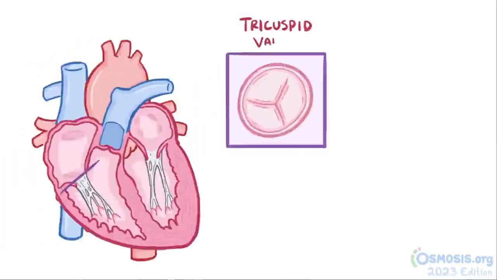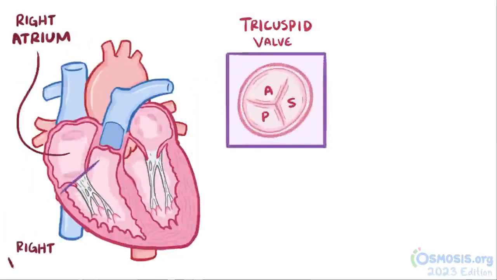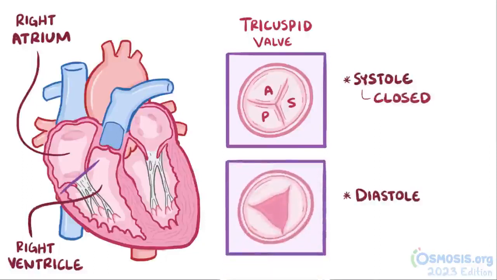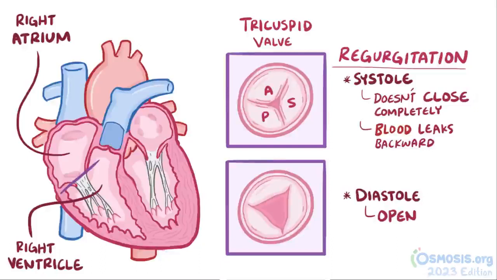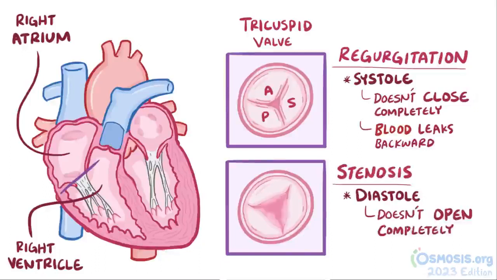The tricuspid valve has 3 leaflets, the anterior, posterior, and medial or septal leaflets. And together they separate the right atrium from the right ventricle. During systole or muscle contraction, the tricuspid valve closes, and during diastole or heart relaxation, the tricuspid valve opens and lets blood fill the right ventricle. Tricuspid valve regurgitation happens if the tricuspid valve doesn't close completely and blood leaks back from the right ventricle into the right atrium. Tricuspid valve stenosis happens if the tricuspid valve can't open completely, and it becomes difficult to fill the right ventricle.